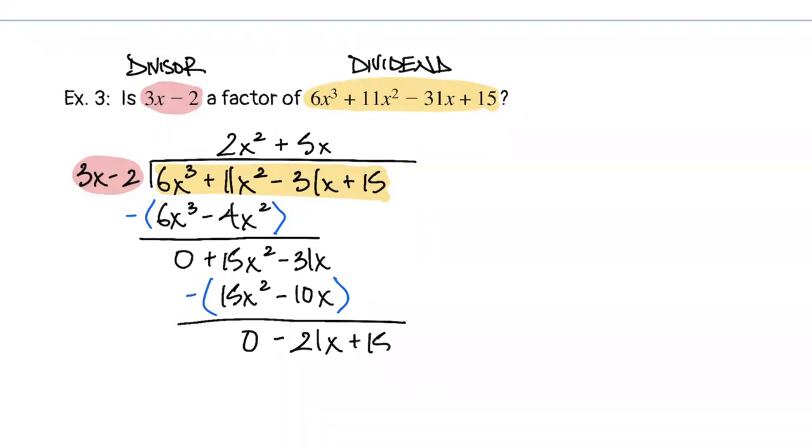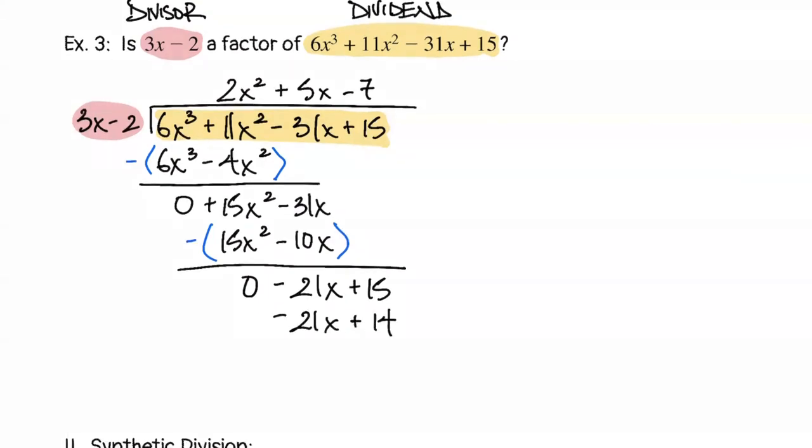We're going to bring down that 15. We're going to play this game one more time. 3x times what gives me negative 21x? And I believe we'll see a -7, right? Then we'll get negative 21x plus 14. I want to subtract the whole thing. What do I get here? 1. Yeah, we get 1. 1 is our remainder.